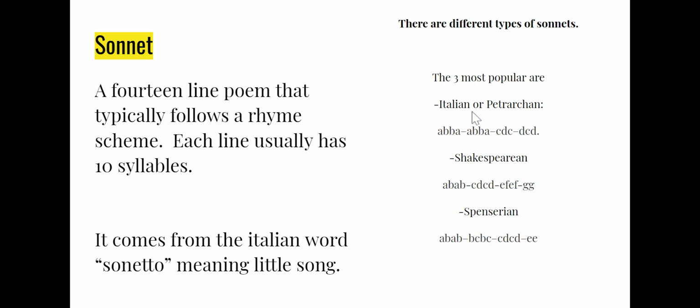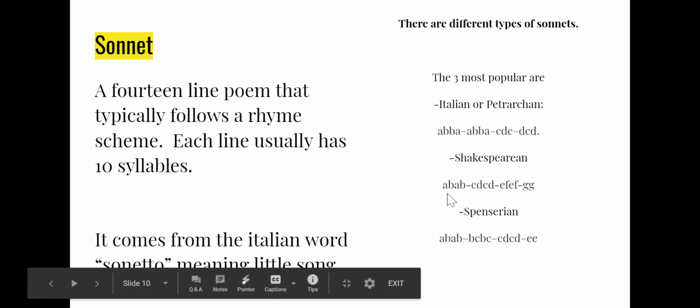There is the Italian sonnet or Petrarch, which is actually originated by a gentleman named Petrarch. And his rhyme scheme follows a pattern of A, B, B, A, B, B, A, C, D, C, D, C, D. Then we have Shakespearean sonnet, which is the one we're going to be looking at, and it goes A, B, C, D, C, D, E, F, G, G. Or you have the Spencerian, which is AB, AB, BC, BC, CD, CD, EE. So similar concepts, but there's some repetition of letters here.